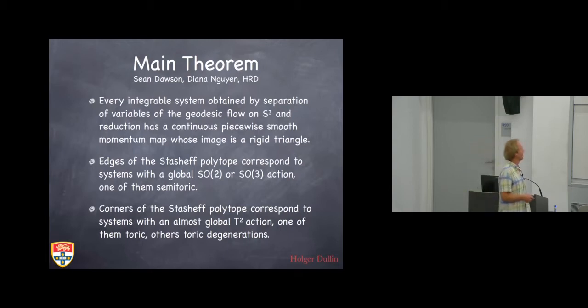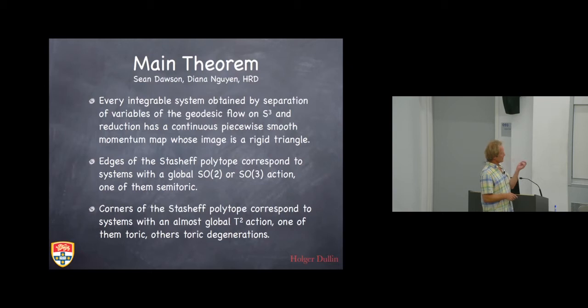Yeah, okay. All right, so I hope I explained now, first of all, that every integrable system that is obtained by separation of variables, the geodesic flow on the round sphere, after reduction, has a continuous piecewise smooth momentum map whose image is a rigid triangle. Rigid in the sense that if you change your integrable system on S2 cross S2, this image will not change. The range will not change, but the singularities where the map is only continuous will change.